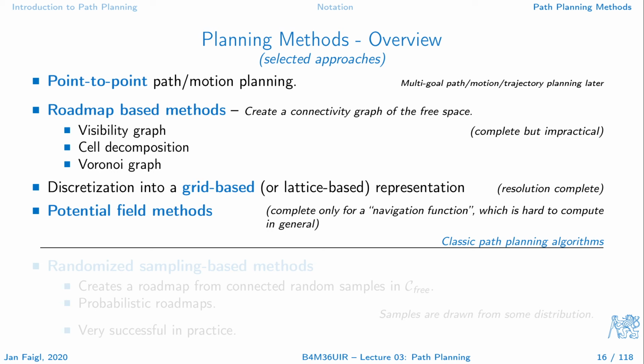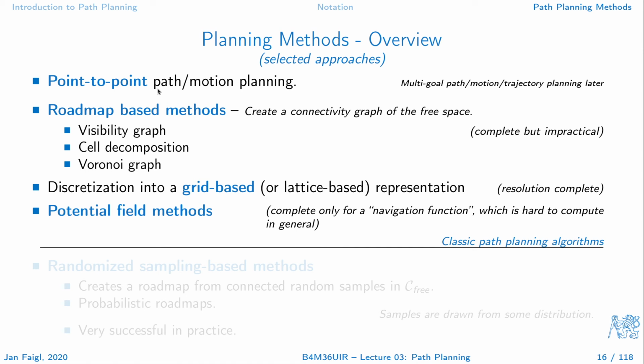representation. Of course, you can choose what the discretization is, what the grid size is, so they are resolution complete. For a particular discretization, you are able to find the optimal solution, but it doesn't mean that there cannot be a better solution if you use a finer resolution. And there are potential field methods that are complete for a high navigation function, which is hard to compute in general.